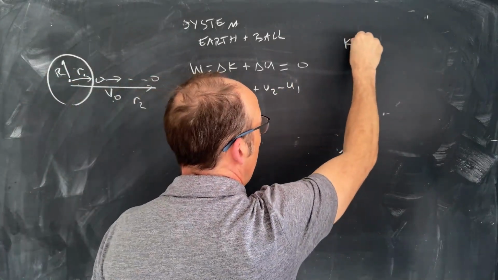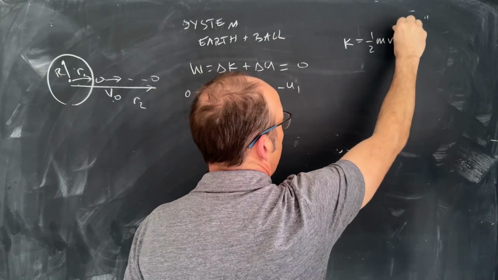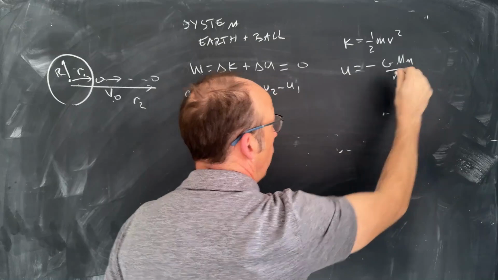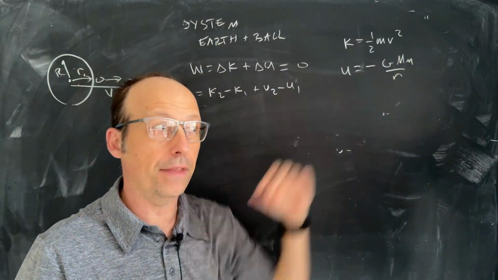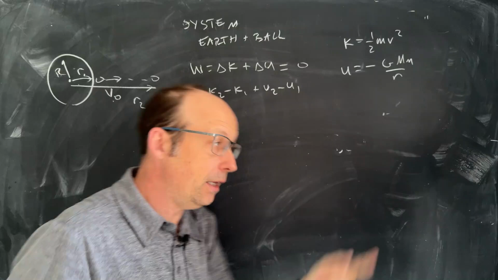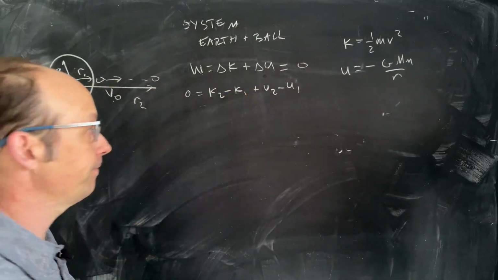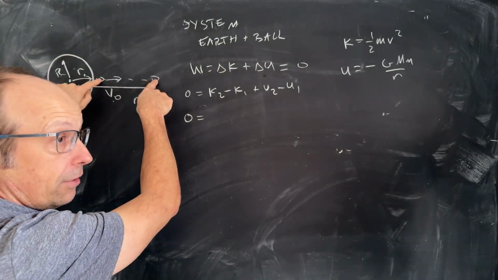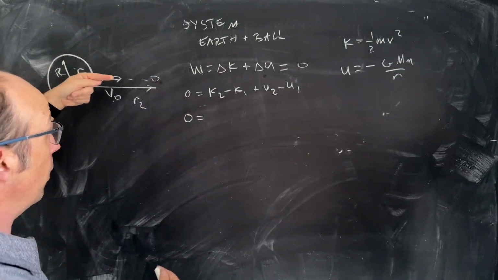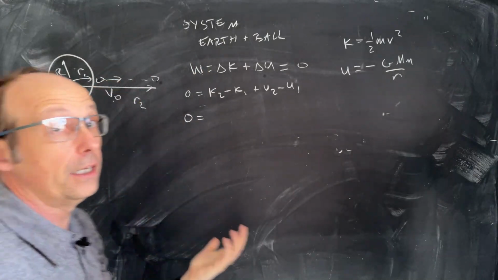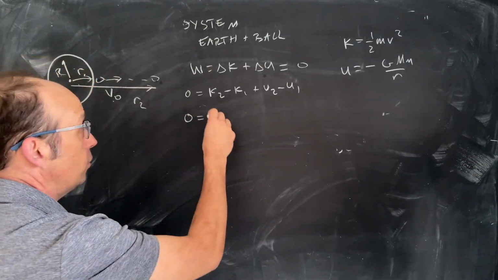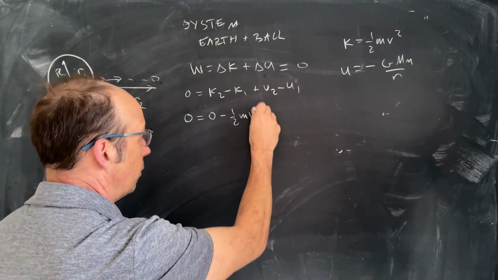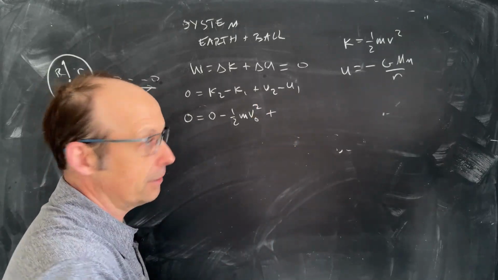And remember, k is 1/2 mv squared. U is negative GMm over r, and we can derive that later. I didn't derive that. That's the potential with respect to infinity, but it doesn't matter because I put in the change in potential here. So 0 is going to be k2. If I launch this, I want to find out where it is at that highest point. The highest point is where it goes from moving this way to moving that way, so it had to stop. So at the highest point, k2 is going to be 0, minus 1/2 m v0 squared, which is dumb, but you've got to stick to your dumb choices.